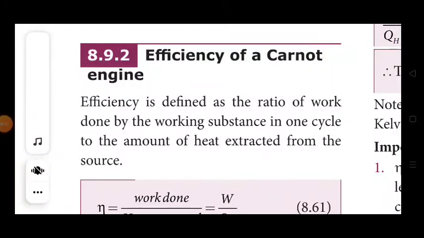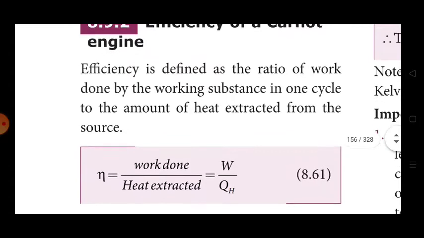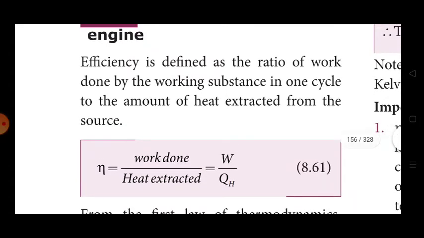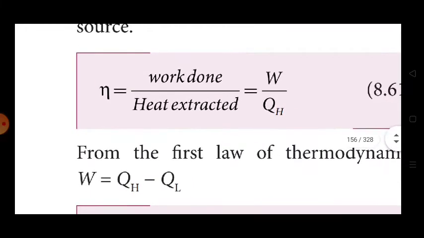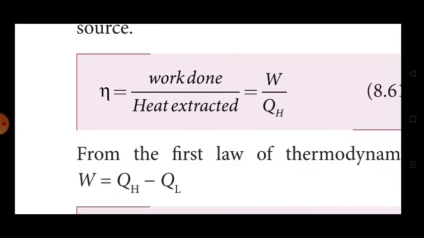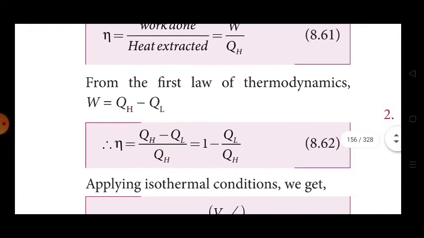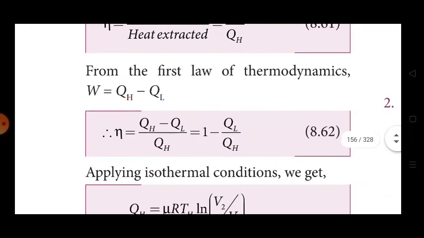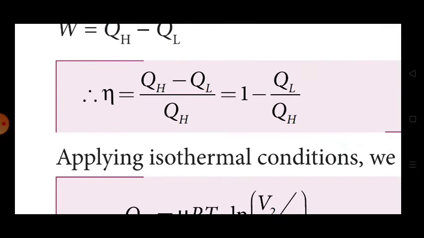The first topic is the efficiency of a Carnot engine. Efficiency is defined as the ratio of work done by the working substance in one cycle to the amount of heat extracted from the source. That means eta is equal to work done by heat extracted, which is W by QH. From the first law of thermodynamics, W is equal to QH minus QL. That is, eta is equal to QH minus QL by QH, which is equal to 1 minus QL by QH.